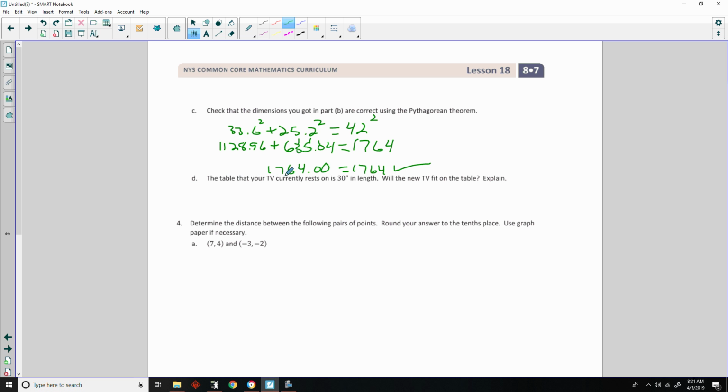D says the table that your TV currently rests on is 30 inches in length. Will the new TV fit on the table? Explain. Okay, the dimension for the length of the TV is 33.6 inches. It will not fit on a table that is 30 inches in length.